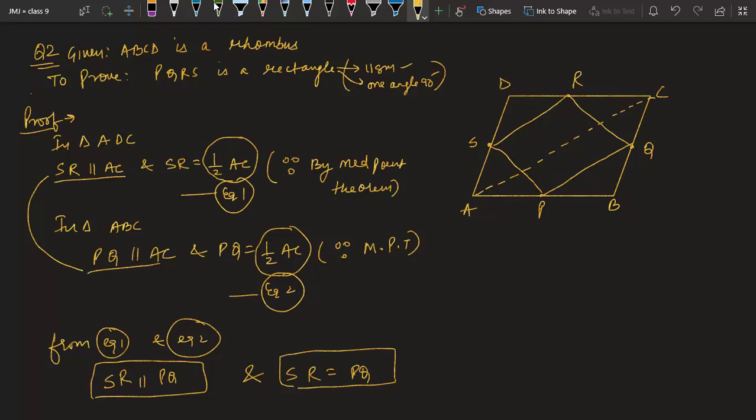If you want to show them in a detailed way, you can do that also, no issue. So from these two we can say, therefore PQRS is a parallelogram. Reason being very simple, because one pair of opposite sides is equal as well as parallel. You can write the reason over here. After this, the job left is to prove it a rectangle.